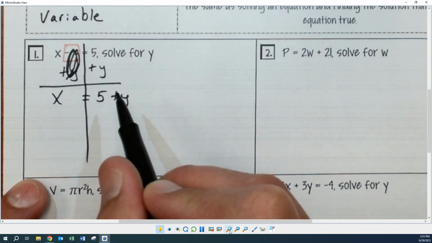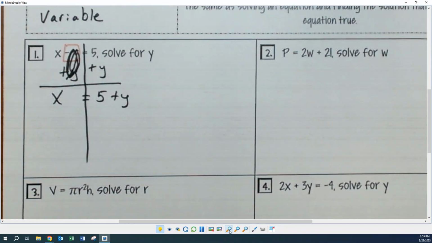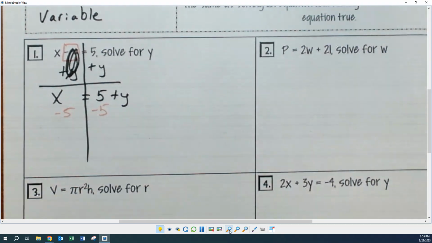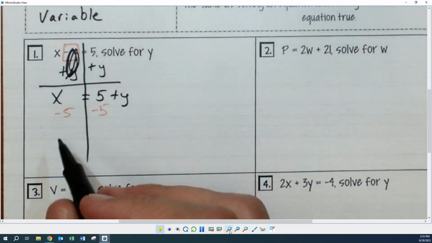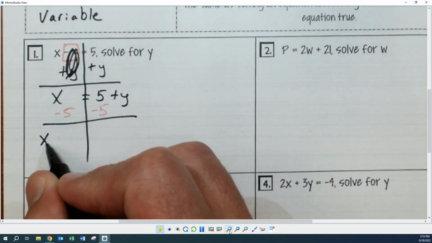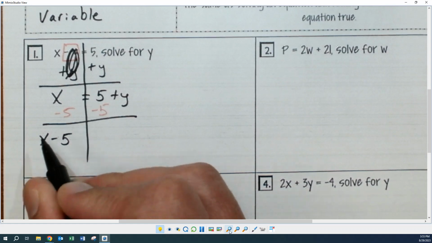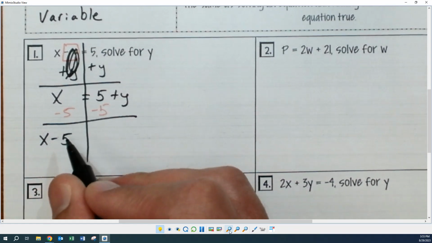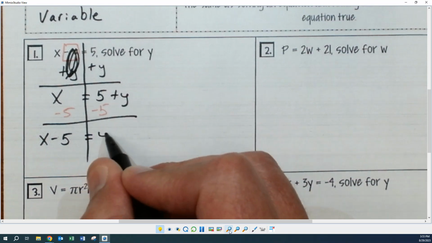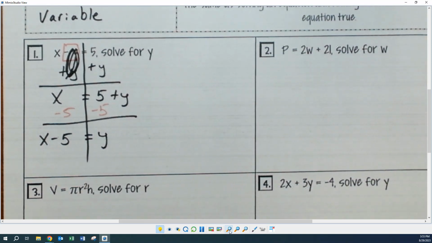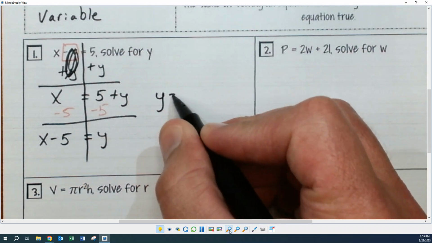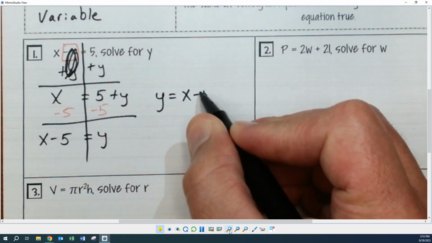I need to move this 5 away. So instead of adding 5, I'm going to subtract 5 because 5 right now is positive. This leaves me with x minus 5. Again, I don't know what x is, and right now I don't care. I'm just moving these pieces back and forth. Equals y. And you can either leave it like this, but if you're more comfortable, you can write it as y equals x minus 5.